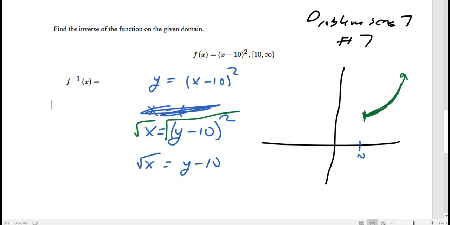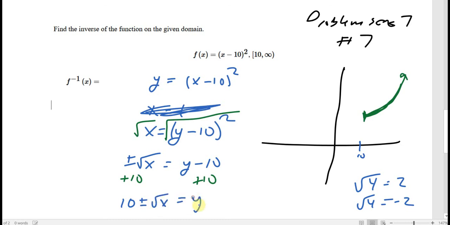Now, when you take the square root of x, you actually have an option, a plus or a minus. Think about square root of 4. That could be equal to 2, but it's also negative 2, since negative times negative is still a positive. So negative 2 times negative 2 is still a positive 4. Whenever you take a square root, you always have that plus or minus in there. Then we add 10 to both sides, because we want to get y by itself. That leaves me with 10 plus or minus the square root of x equals y.